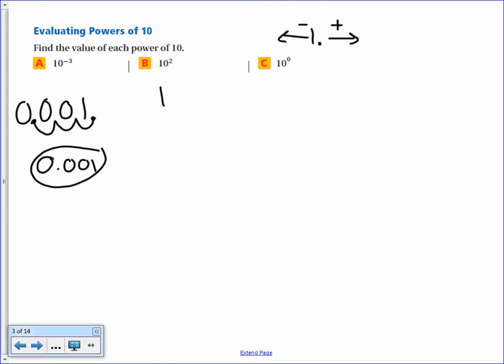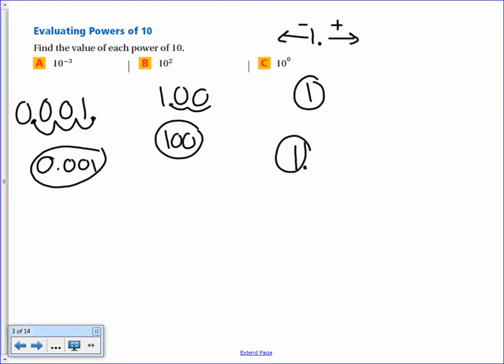10 squared, so start on the right side of the 1. Go over 2. That will be 100. Now 10 to the 0 power. You can think about this two different ways. You might remember from the last section that anything to a 0 power is just a 1, which is true. Or, if you start on the right side of the 1, 0 means you don't really move it at all, so it's just a 1. However you want to think about it, anything to a 0 power is just a 1.